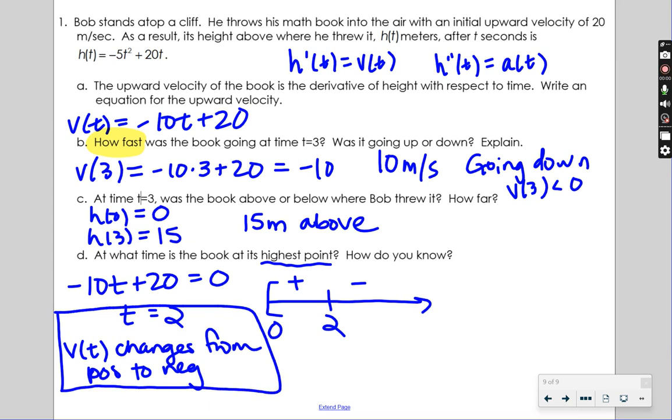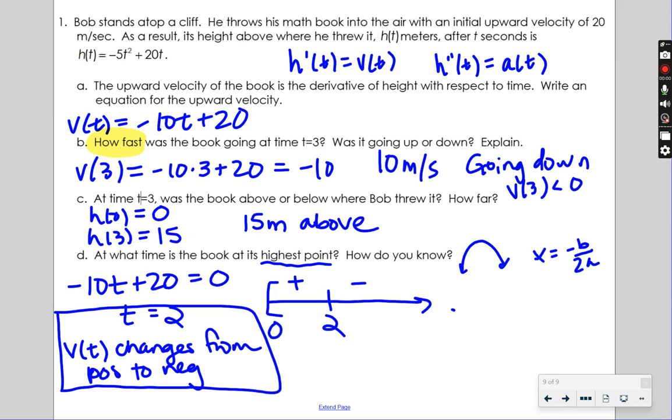Real quick, you guys said this was an upside down parabola. Do you remember from Algebra 2 how you might find where that maximum occurs? Yeah, x equals negative b over 2a. By the way, anything you know from a previous math class, you can use to answer the question too. You don't have to use calculus.